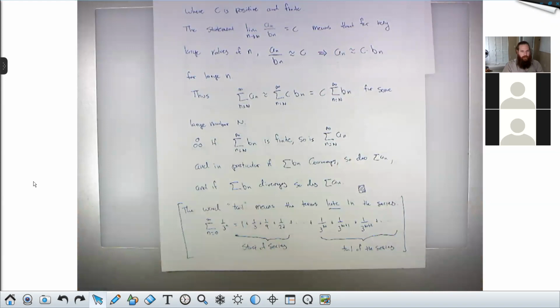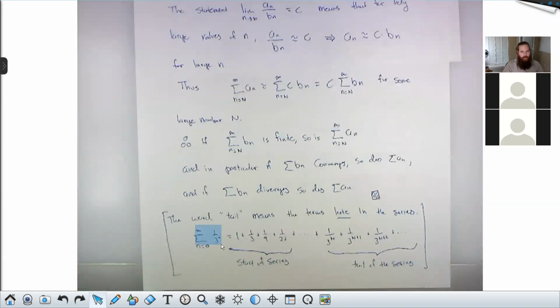So you know that the series sigma 1 over 3 to the n is what you get by adding up all of the reciprocals of powers of 3. So it's 1 over 3 to the 0, plus 1 over 3 to the 1, plus 1 over 3 to the 2, plus 1 over 3 to the 4. This goes on and on and on forever. If you chop it somewhere late, then what's left at the end, the infinite string at the end, is what we call the tail.